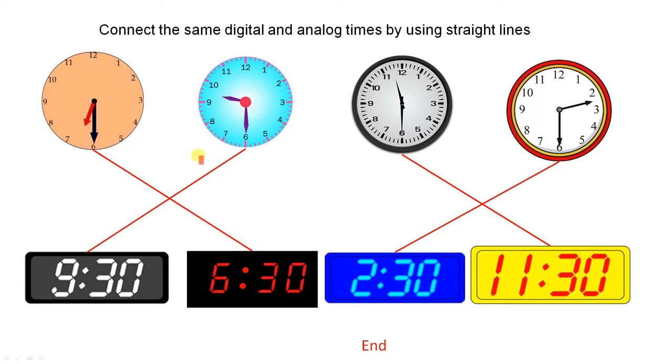So here we have 9:30, that's the analog and digital. Here we have 6:30, analog, digital. Here we have 2:30, analog, digital. And here we have 11:30, analog and digital.